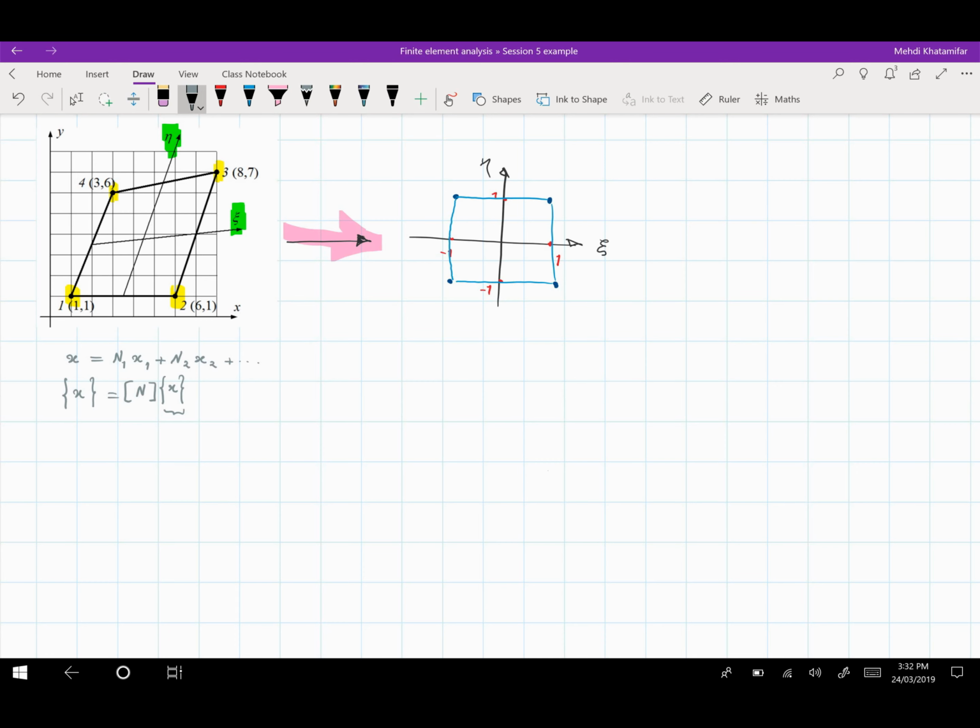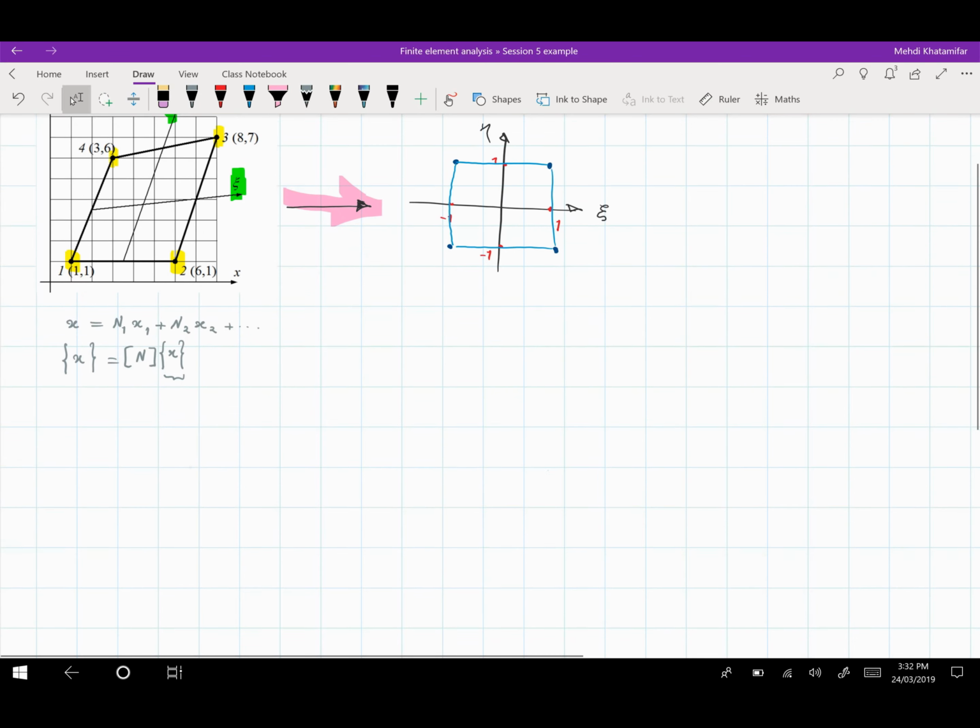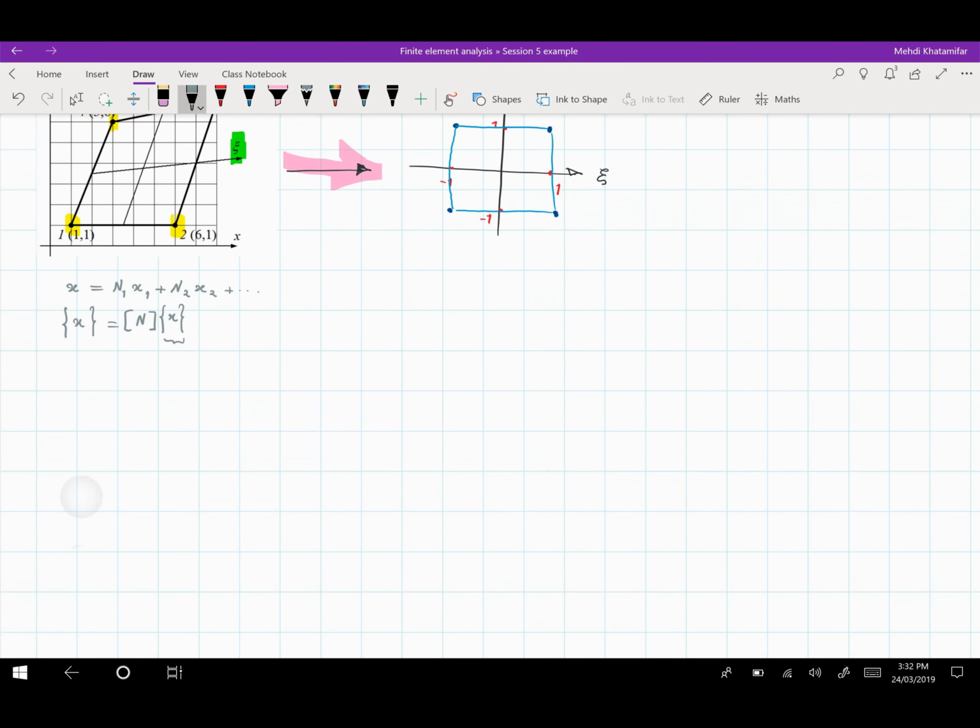Okay, so we can do the same for the y-axis. The general formula for any y between nodes is going to be n times y. Again, this y is going to be the y values for node points, which usually are the endpoints of elements. Okay, and therefore y is going to be n1 y1 plus n2 y2, then continue, depends on the number of nodes we have.